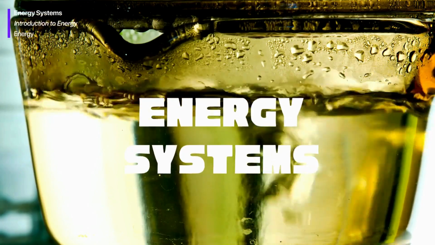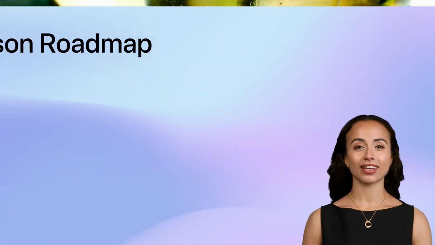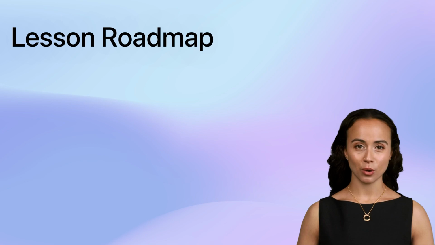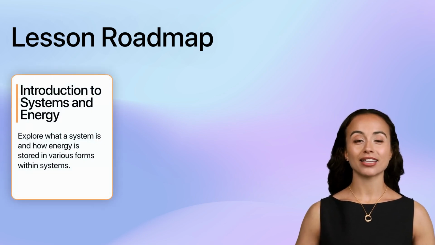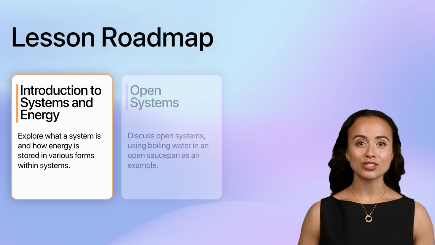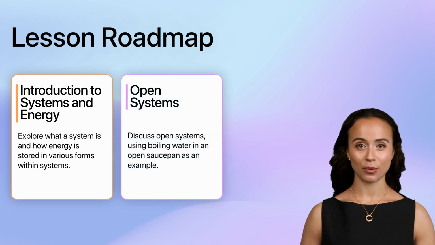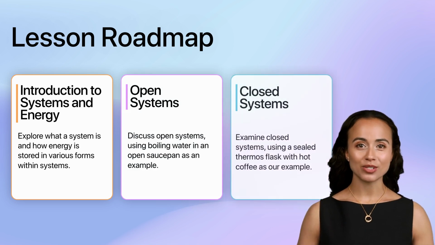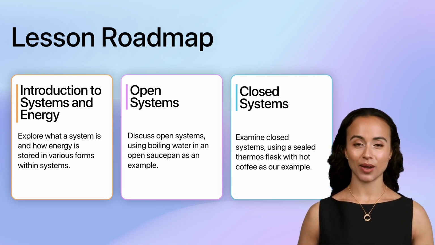Welcome to today's lesson on energy within systems. Today, we will cover the following key topics. We will begin by exploring what a system is and how energy is stored in various forms within systems. Next, we will discuss open systems, using boiling water in an open saucepan as an example. Finally, we will examine closed systems, using a sealed thermos flask with hot coffee as our example.